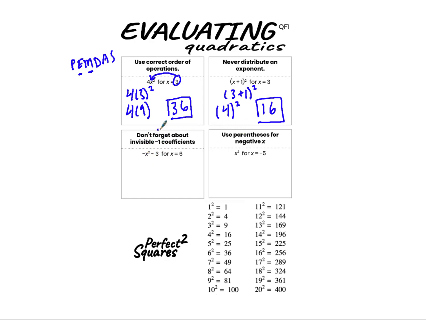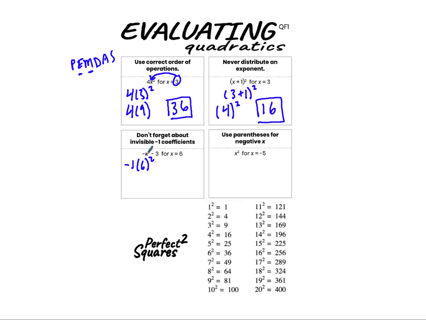For this one, don't forget about invisible -1 coefficients. So the common mistake for this one would be to plug in the 6 for x and think that you were doing -6 squared. So that is not what this expression is doing. What this expression is doing is plugging in 6 for x, 6 squared, and then multiplying it by -1. So that negative happens after the squaring.